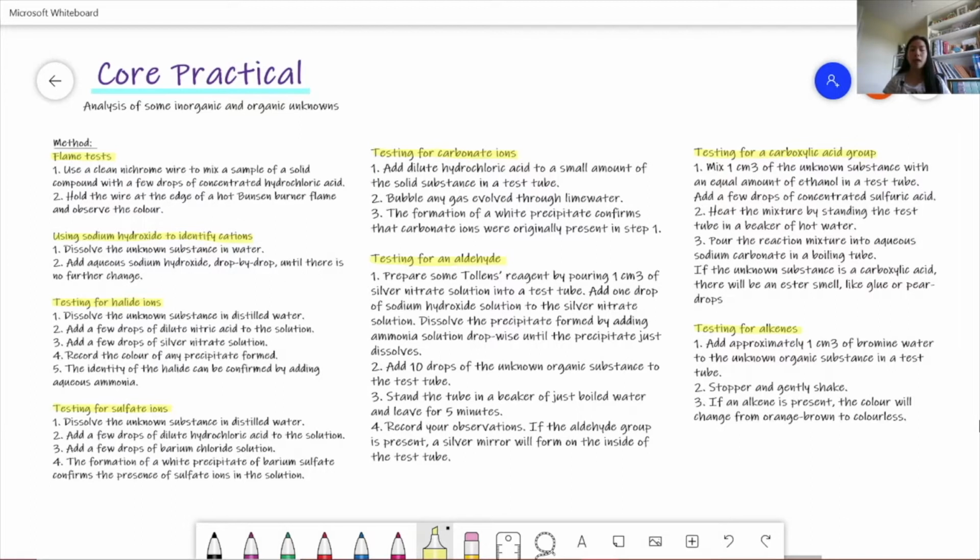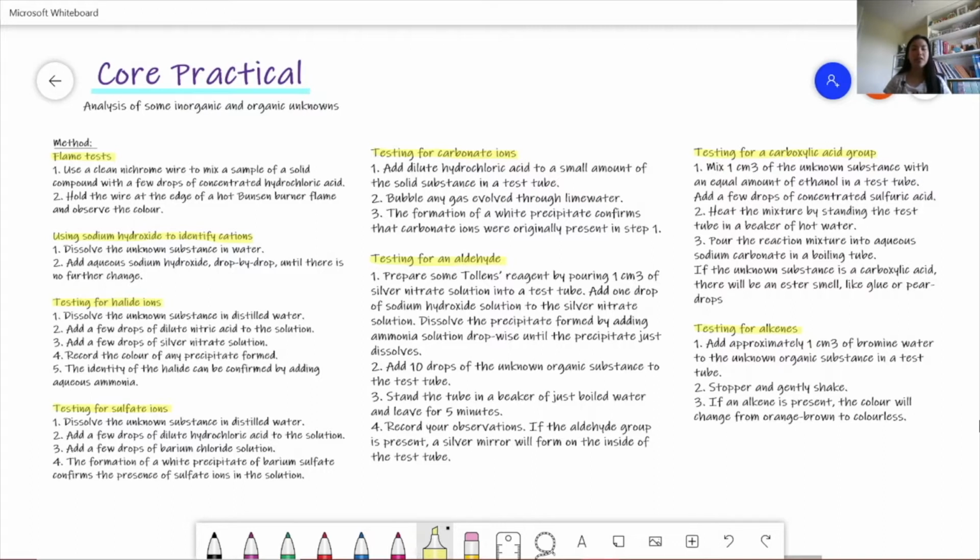And if this lime water then forms a white precipitate, then this confirms that carbonate ions were originally present in step 1. And then testing for an aldehyde, we can prepare some Tollens reagent by pouring 1 cm³ of silver nitrate solution into a test tube and adding 1 drop of sodium hydroxide solution to the silver nitrate solution. We then dissolve this precipitate formed by adding ammonia solution dropwise until the precipitate just dissolves. And then we can add 10 drops of the unknown organic substance to the test tube, and then we can stand the tube in a beaker of just boiled water and leave for 5 minutes. We then record the observations, and if an aldehyde group is present, then a silver mirror will form on the inside of the test tube.